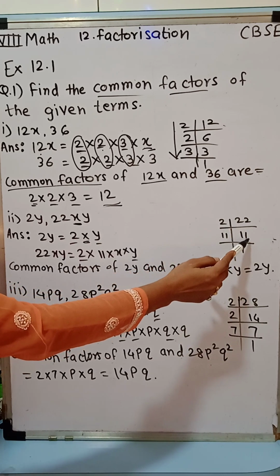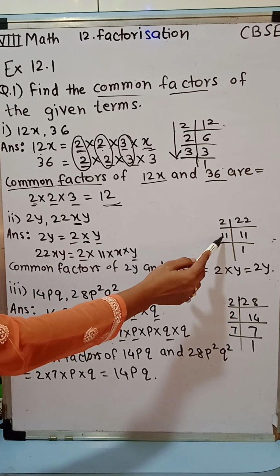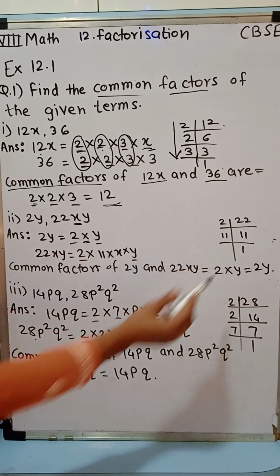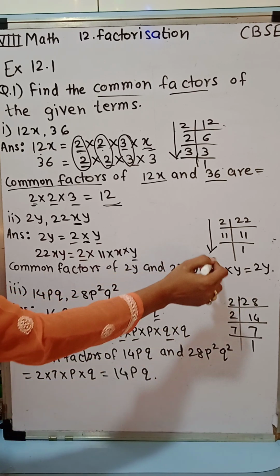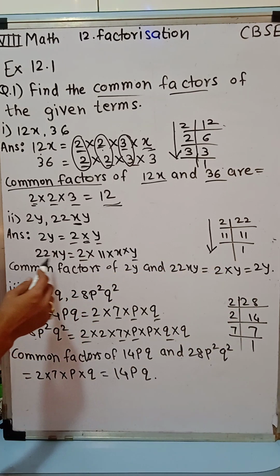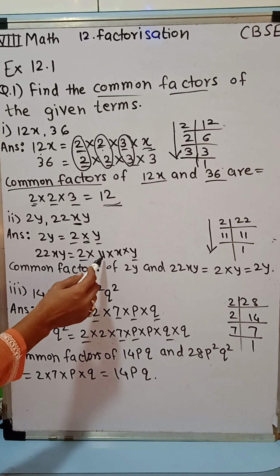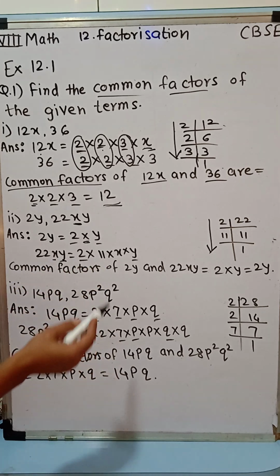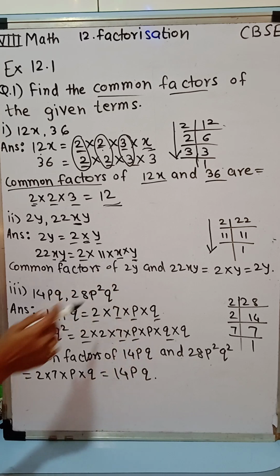So 2 ones are 2, 2 ones are 2. Now 11 is itself a prime number. So 11 ones are 11. Taking the factors upside down, 22 can be written as 2 into 11, and x and y are the variables, so they can be written as x into y.